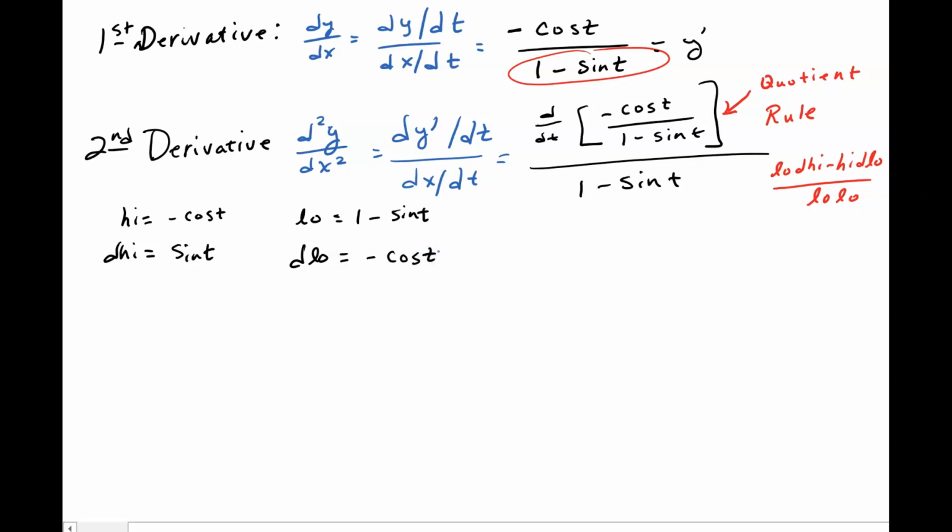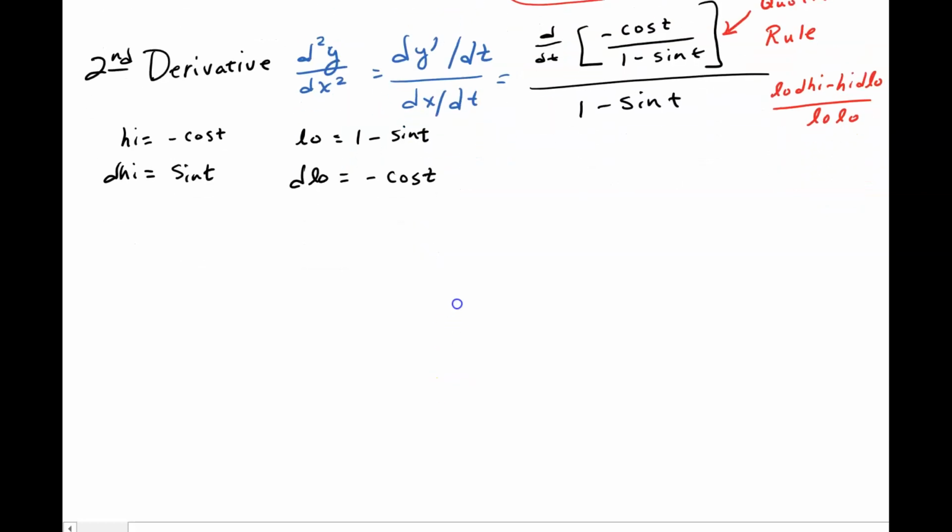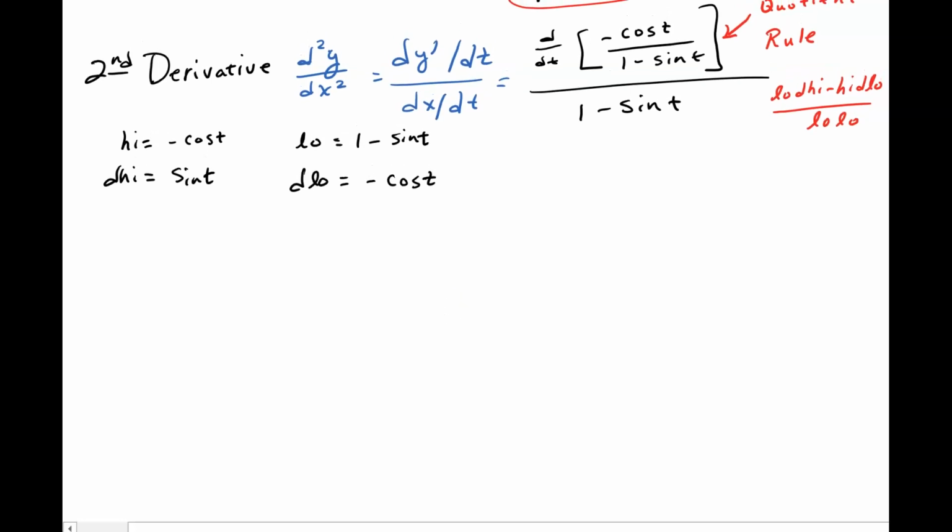Okay, and now I string it all together: low d high minus high d low over low low, and then once I've got all that in place, I'm going to divide that all by the 1 minus the sine t, so I can't forget that. But let's put this together, synthesize. Low d high: 1 minus the sine of t, d high is the sine of t, minus high, which is negative the cosine t, times a negative the cosine of t.